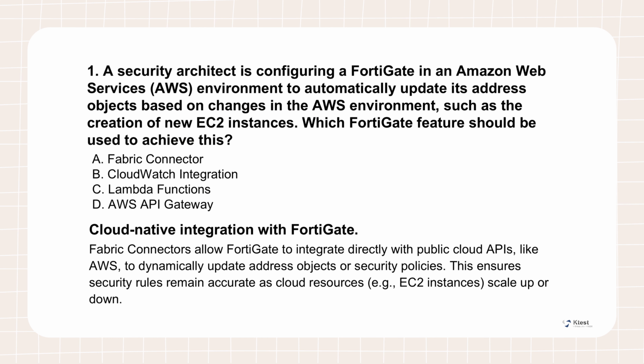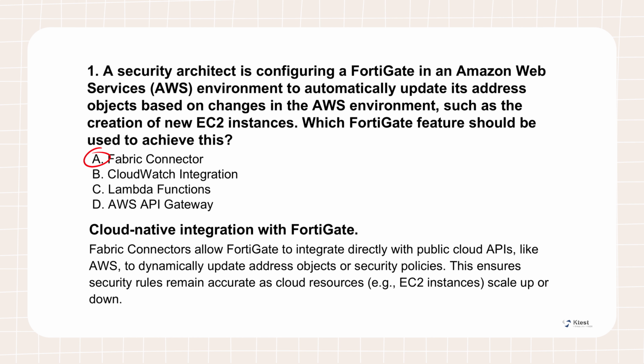Okay, let's start with that cloud-native integration piece, because cloud environments are always changing, aren't they? Resources pop up, disappear, IPs shift. It's constant flux. So how does Fortinet keep up automatically? How do policies stay relevant? That is the exact problem Fabric connectors are built for.